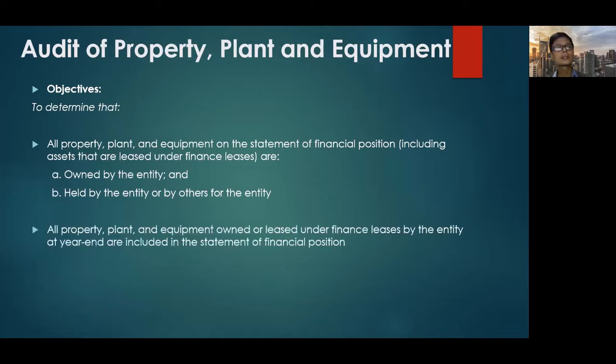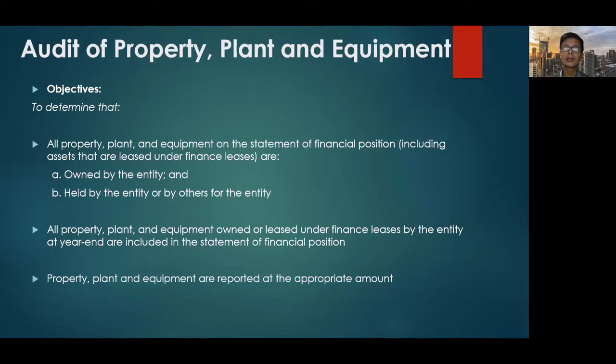And the next is, kailangan natin, aside from determining yung whether that is finance lease, no? All property, plant, and equipment owned or leased under finance leases by the entity at year-end are included in the financial position. Ayan. So, especially yung mga under finance lease, no? Okay, so kasi part yan ng asset section doon sa property, plant, and equipment.